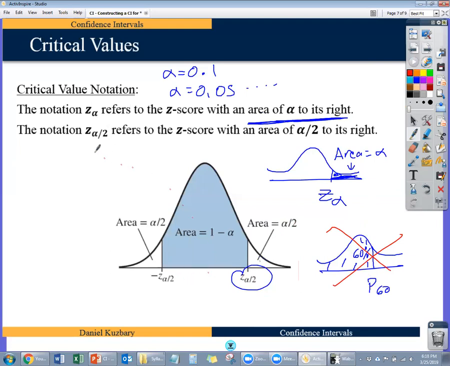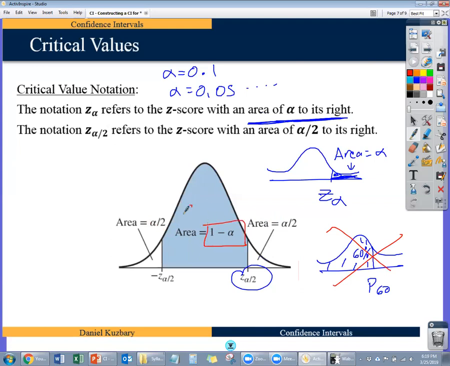What this does when you do alpha over 2, taking your significance level divided by 2, is it gives you alpha over 2 over here. It also gives you alpha over 2 over here, and it lets the area in the middle be 1 minus alpha. So all three of these things add up to be 1.